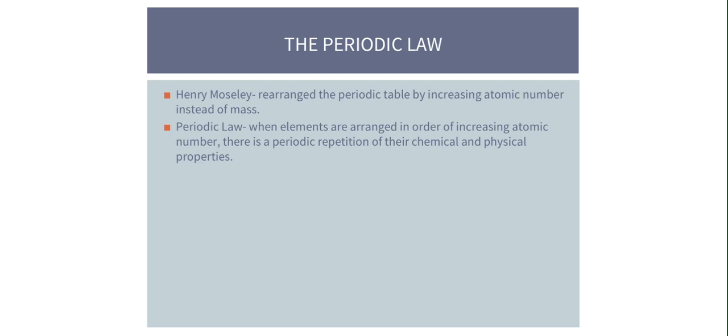Periodic law is when elements are arranged in order of increasing atomic number, there is a periodic repetition of their chemical and physical properties. So as we look at the periodic table, they are arranged in a way that's increasing atomic number, and they have similar chemical and physical properties. And we're going to talk about the groups and periods in class. And you'll notice that some elements even look similar to each other, and the fact that they're all arranged in the same column is not a coincidence.